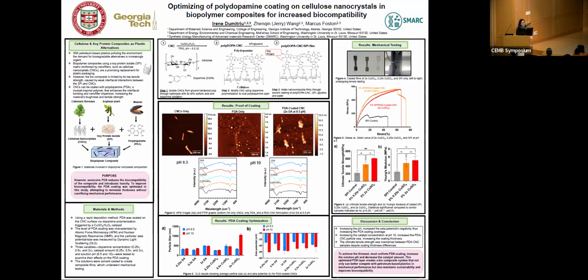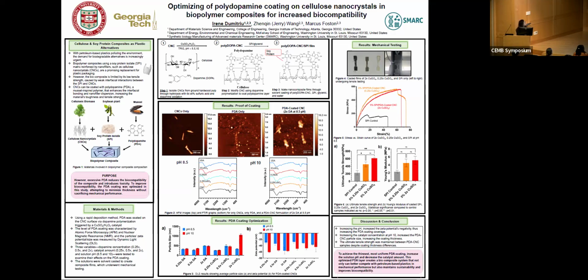Now, what is a composite? A composite is a material that is comprised of two or more individual materials that have differing properties, and when they are mixed together, they make a composite that hopefully has superior properties compared to those individual materials. Our specific biopolymer composite is made of cellulose nanocrystals, or CNCs, and soy protein isolate, also known as SPI. These two materials are naturally derived, or bioderived. CNCs can come from any cellulosic biomass, and SPI can come from the soybean plant.